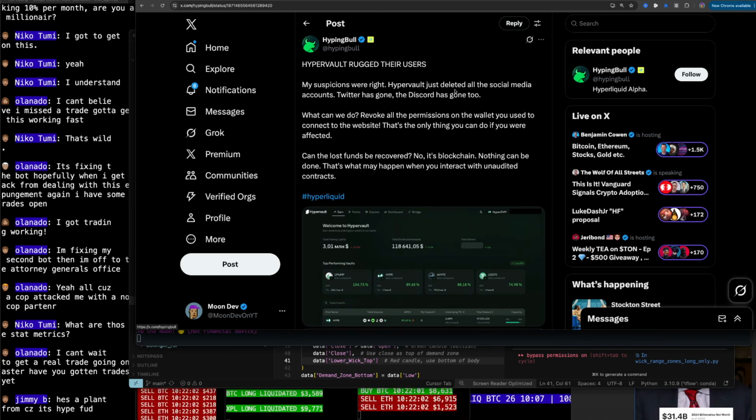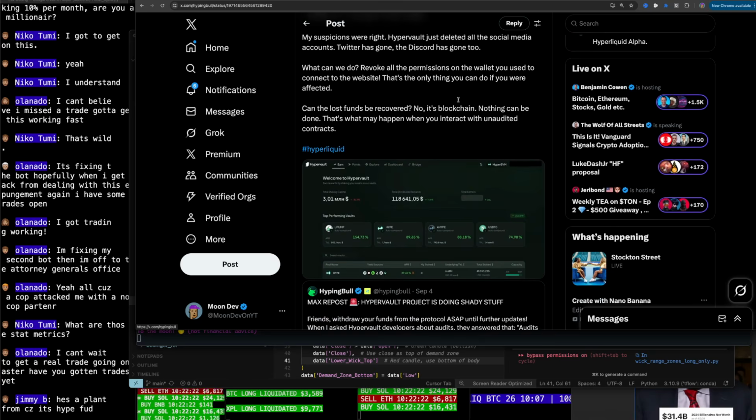What can we do? Revoke all permissions on the wallet used to connect to the website. It's the only thing you could do if you were affected. Can the lost funds be recovered? No, it's blockchain. Nothing can be done. That's what may happen when you interact with unaudited contracts. Hyperliquid.